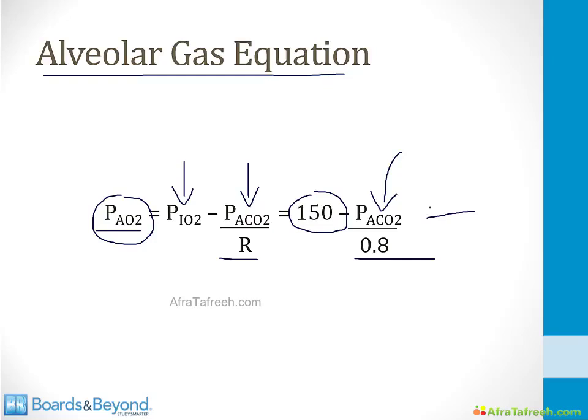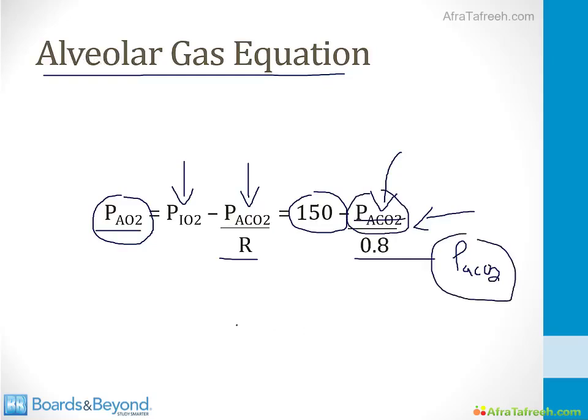Now we have no way to directly measure the alveolar concentration of CO2, so instead what we do here is we use P little a CO2, which is the concentration of CO2 in the blood, and we use that in place of the P big A CO2. Essentially these two numbers are equal, and since there's no way to measure the P big A CO2, we just use the P little a CO2 in this equation.